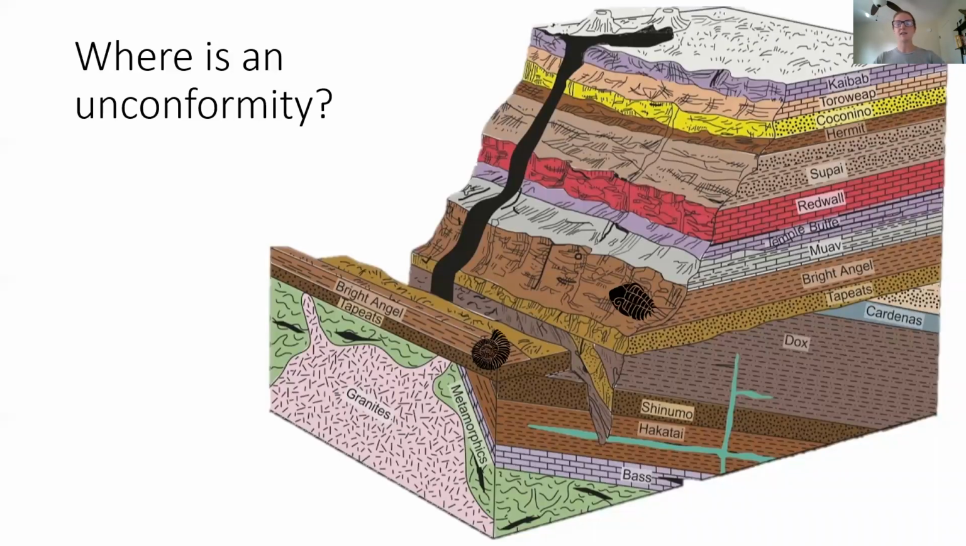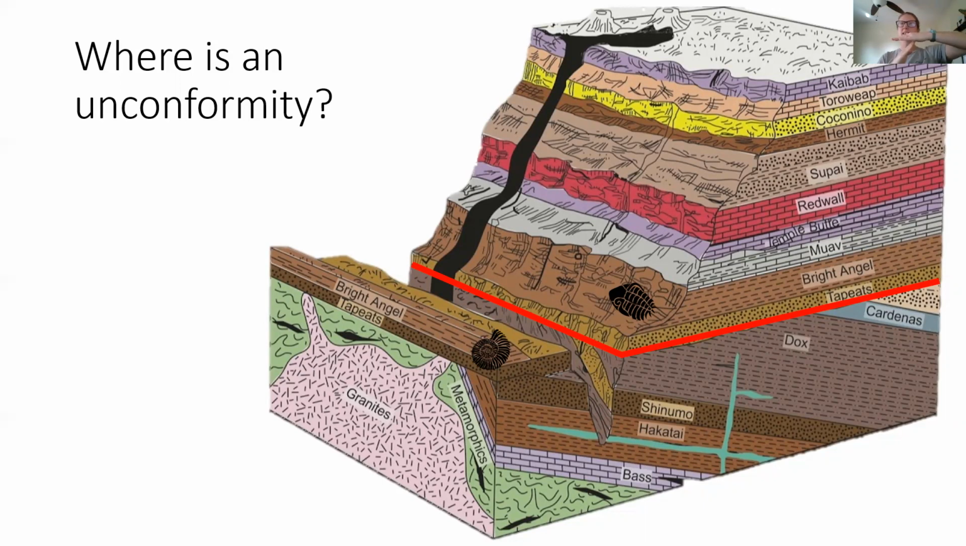All right, so we're going back to the Grand Canyon diagram here. Where do you see an unconformity? Where does it look like there has been some erosion between layers of deposition? Right? You might notice this boundary right here, where beneath the boundary, the layers have been tilted. Above the boundary, the layers are flat, right?